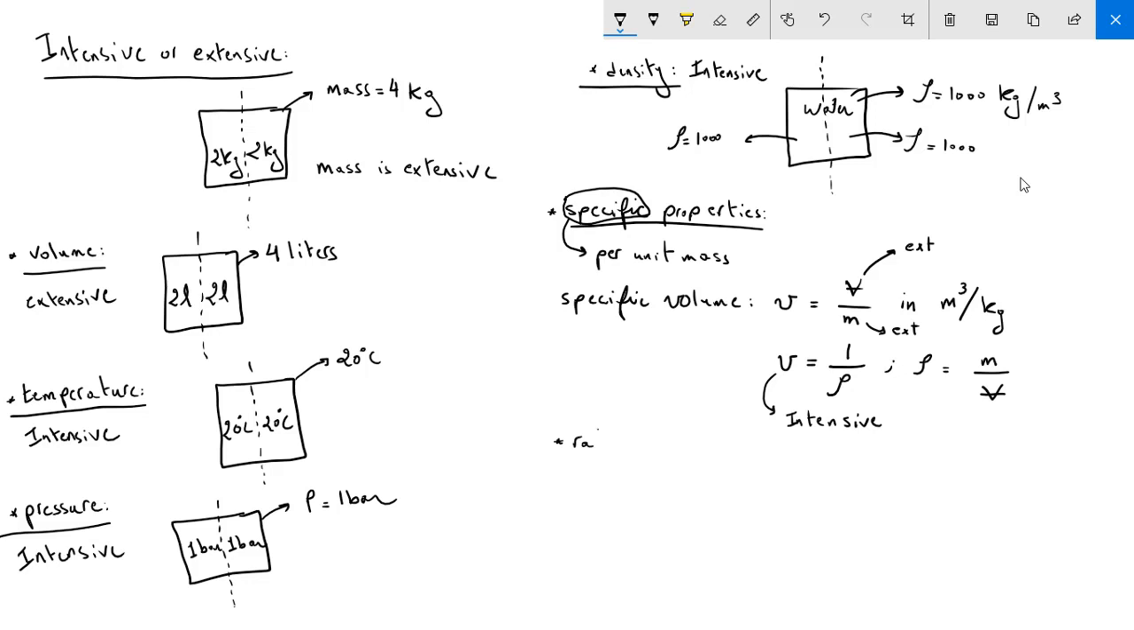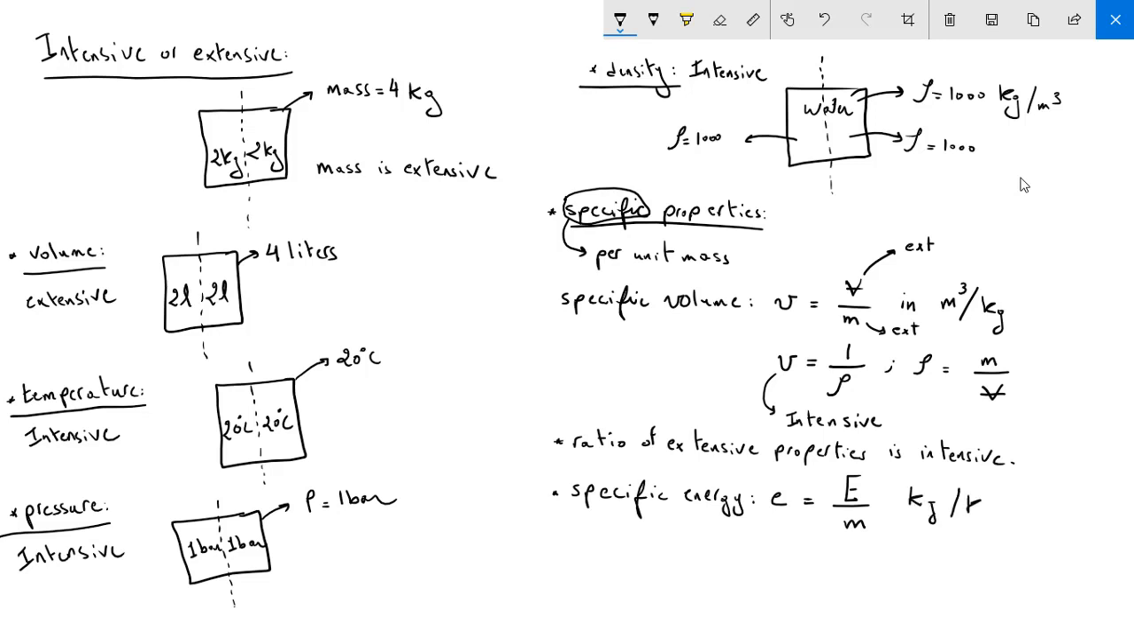So you can say that the ratio of extensive properties is intensive. Another property in thermodynamics is the specific energy. Small e is capital E divided by mass. So specific energy is the total energy per unit mass, and has the unit of kilojoule per kilogram.